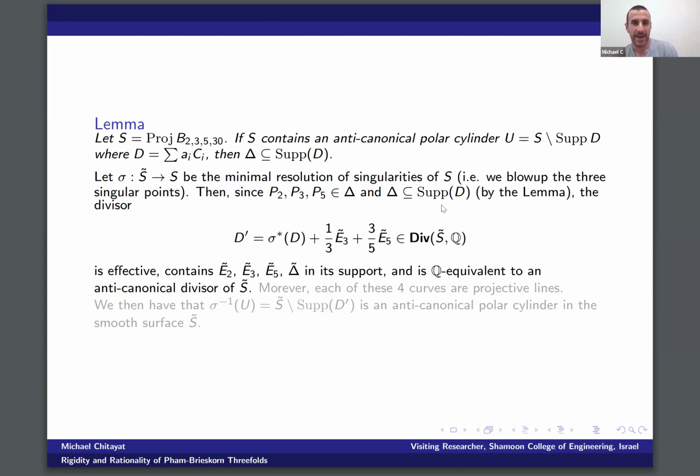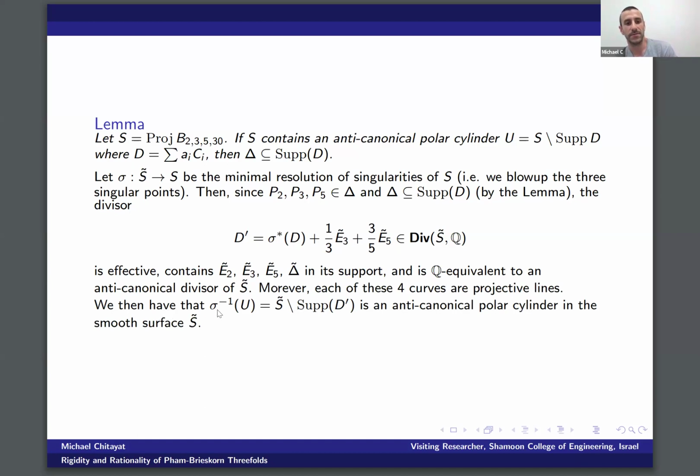And it turns out that if we let D prime be equal to sigma upper star of D plus these discrepancies, then D prime is effective. It contains these 3 exceptional curves and delta tilde in its support, and it's Q-equivalent to an anti-canonical divisor of S tilde. You can see this because sigma upper star D is effective because D is effective, and it contains these 3 curves in its support because each of our singular points lies along delta, which is contained in the support of D, and we're only adding positive multiples of these exceptional curves. And so each of these 4 curves is a projective line.